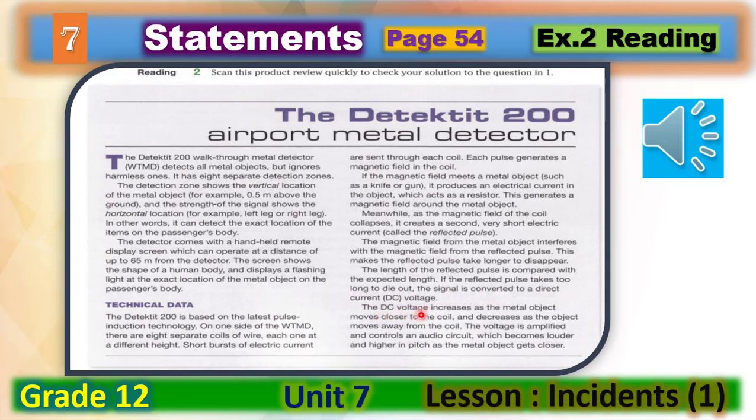The DC voltage increases as the metal object moves closer to the coil, and decreases as the object moves away from the coil. The voltage is amplified and controls an audio circuit, which becomes louder and higher in pitch as the metal object gets closer. The detector.